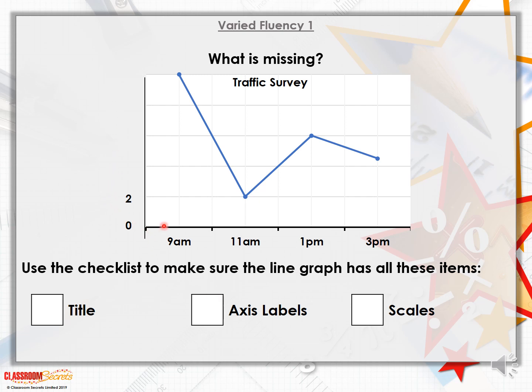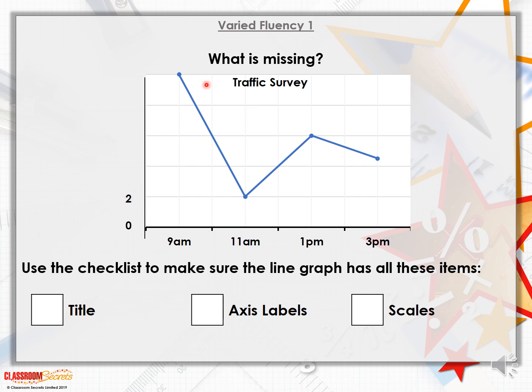I've got 0 and 2 here, but I don't actually have a name telling me what this is worth. Is it 2 elephants? Is it 2 bananas? Is it 2 cars, 2 motorbikes, 2 people? I have no idea because I haven't named it. So the axes are missing. At the bottom, did you guess what this one could be? If it's 9 a.m., 11 a.m., 1 p.m., 3 p.m., that's right, this would be time. So I would actually have to write time here just to show people what this shows me.